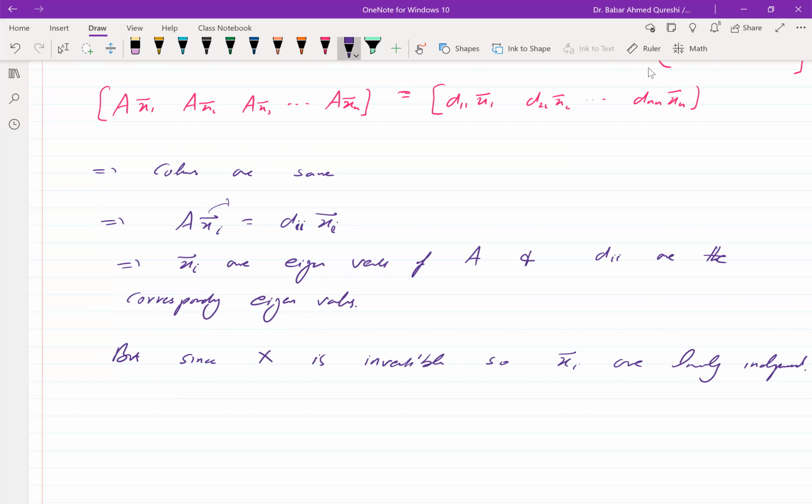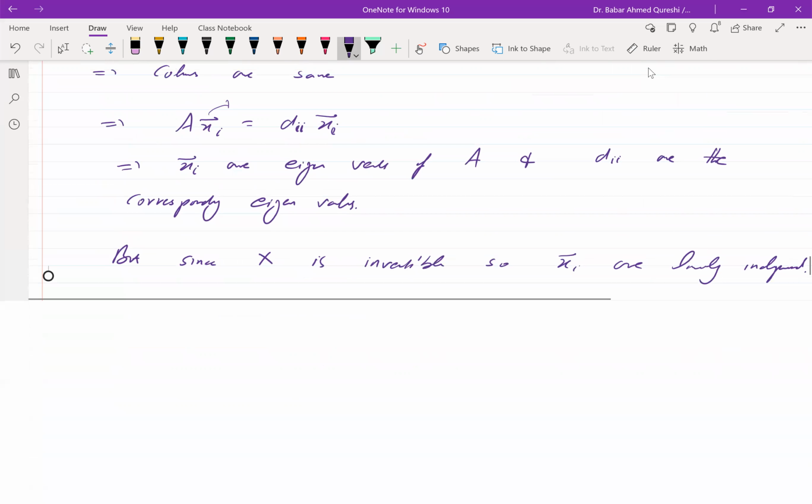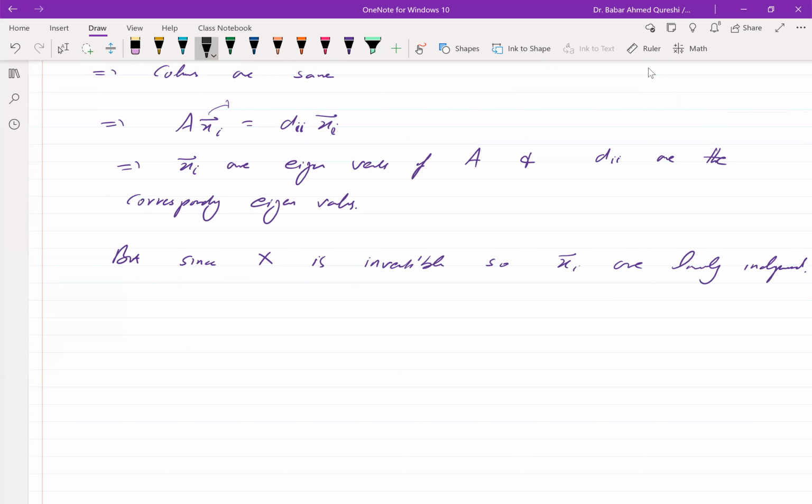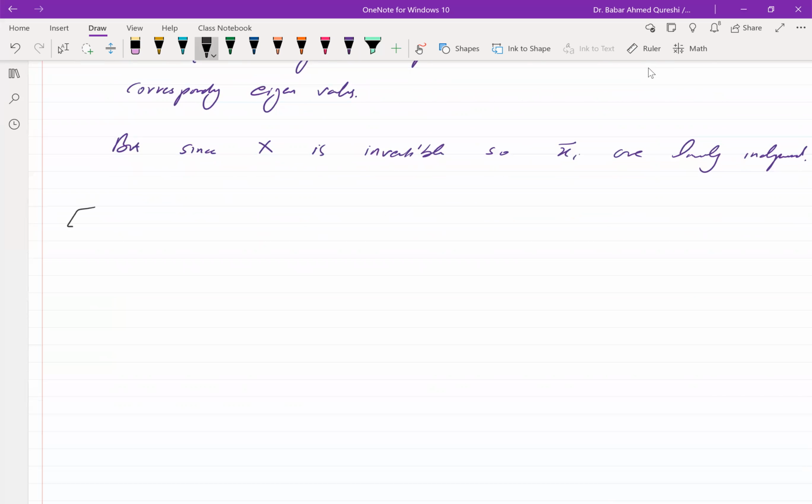So let's do some examples. Let's consider this matrix.